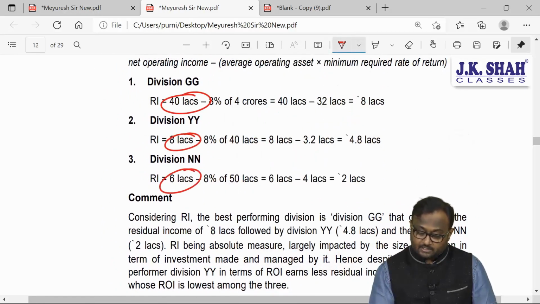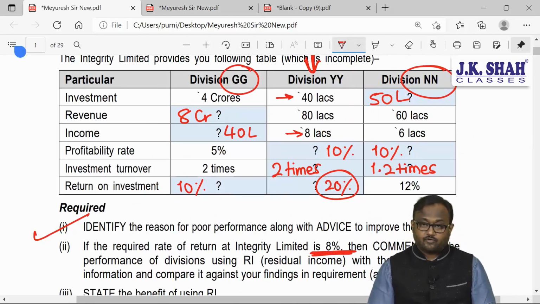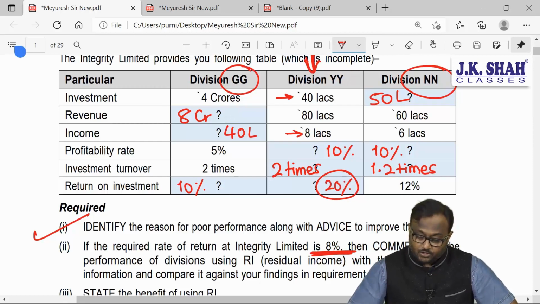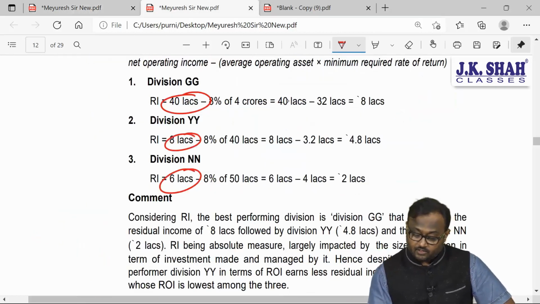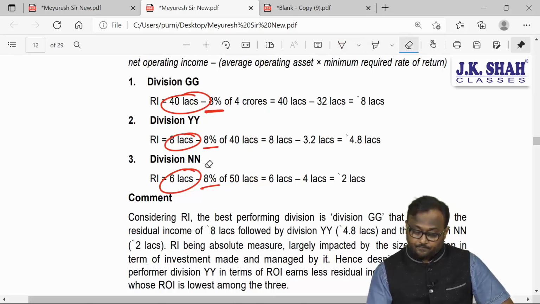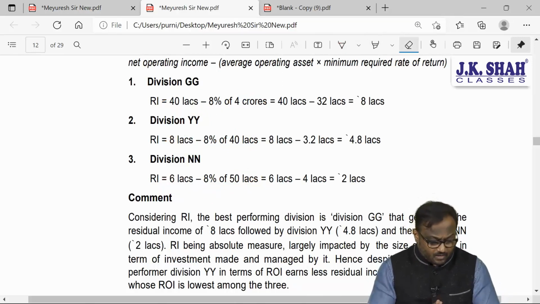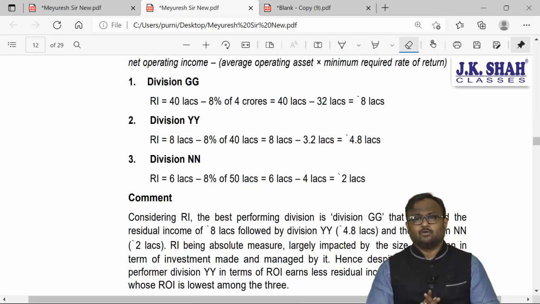40 lakhs, 8 lakhs, 6 lakhs. You already have 8% rate of return given in the question. And your capital employed is 4 crores, 40 and 50. So 4 crores, 40 and 50 multiplied by 8% will give me the final answer. So this residual income is an absolute term, independent.